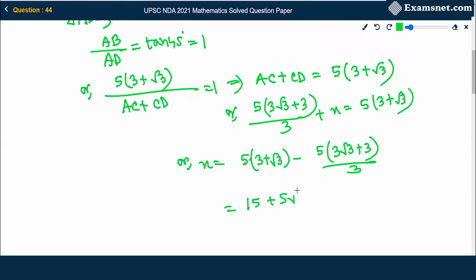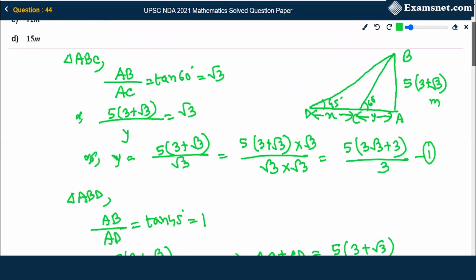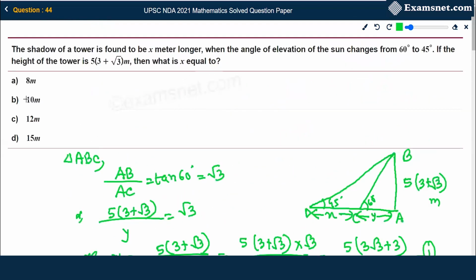15 plus 5 root 3 minus 5 root 3 minus 5. So it would give us the value 10. So here we can see the value for x is 10 meters. So x equals 10 meters. Option B is the correct answer.